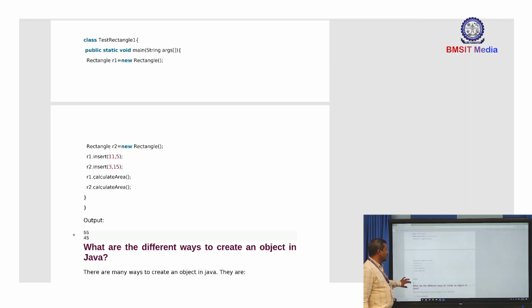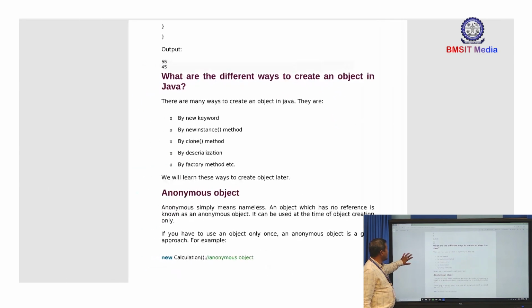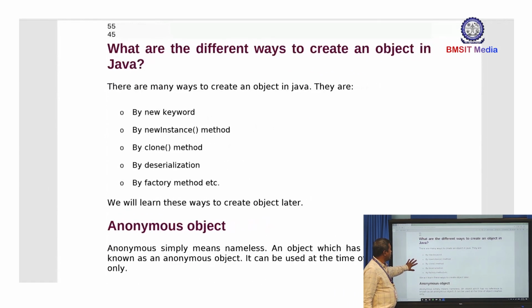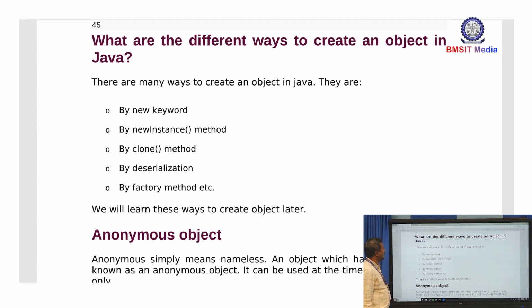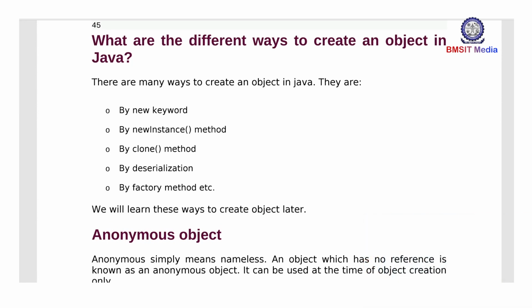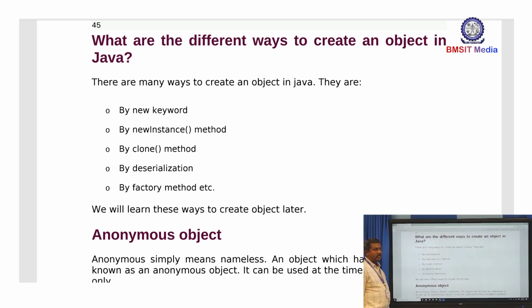So what are the different ways to create an object? This is the next topic: different ways of creating an object in Java. There are many ways. The first is by using the new keyword. Then the newInstance method. The third is the clone method. The fourth is deserialization. And the fifth is the factory method.